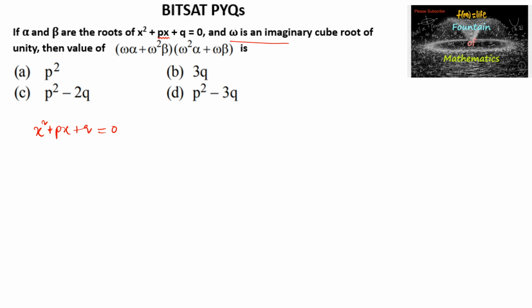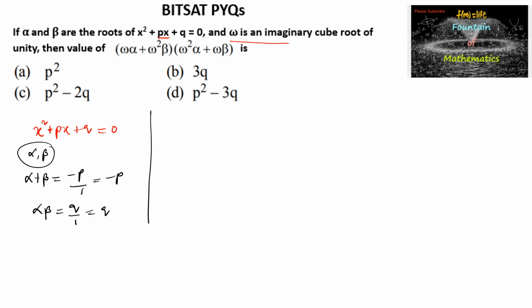And here, since alpha and beta are the roots, the sum of the roots we can write as minus b by a, that is minus p by 1, and the product of the roots we can write as c upon a, that is q by 1, which is equal to q. And also, since omega is an imaginary cube root of unity, we have omega cube is equal to 1 and 1 plus omega plus omega square is equal to 0. So let us simplify.